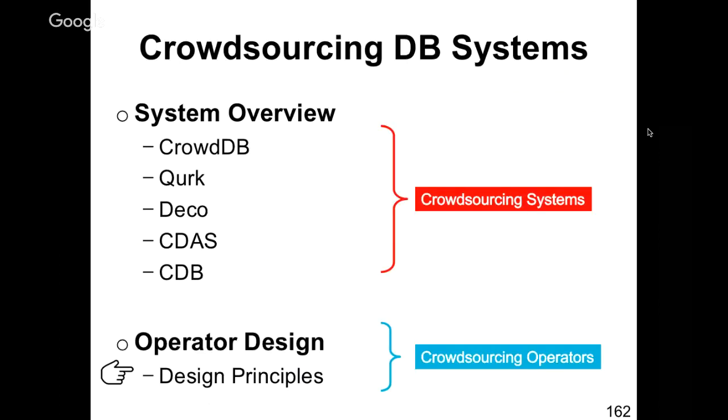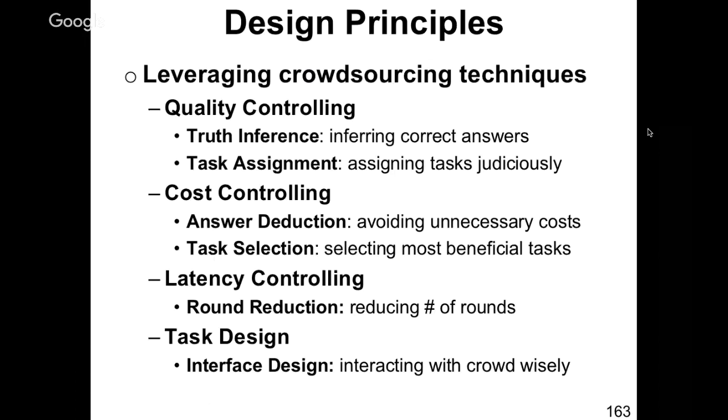Okay, so next I will briefly talk about the operator design. The difference between the first part and the second part is that the first part mainly focused on global systems and took each operator as a building block. In the second part, we will get into more details of that building block and talk about how these operators are implemented. We should know that the existing operator design has utilized the crowdsourcing techniques mentioned by my colleagues, like quality control, cost control, latency control, and task design techniques.